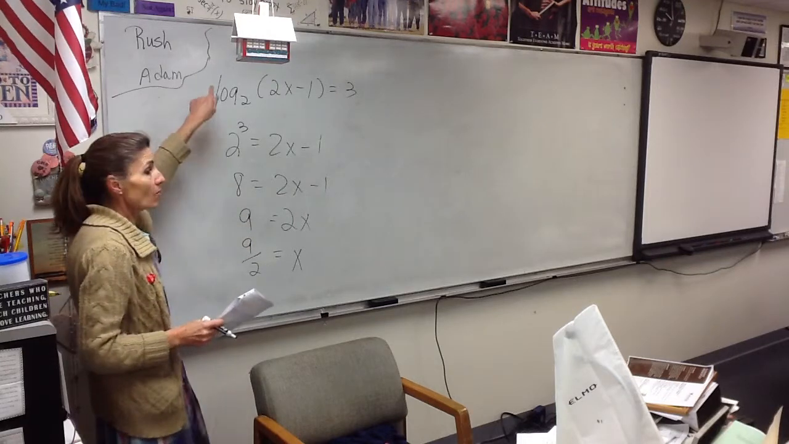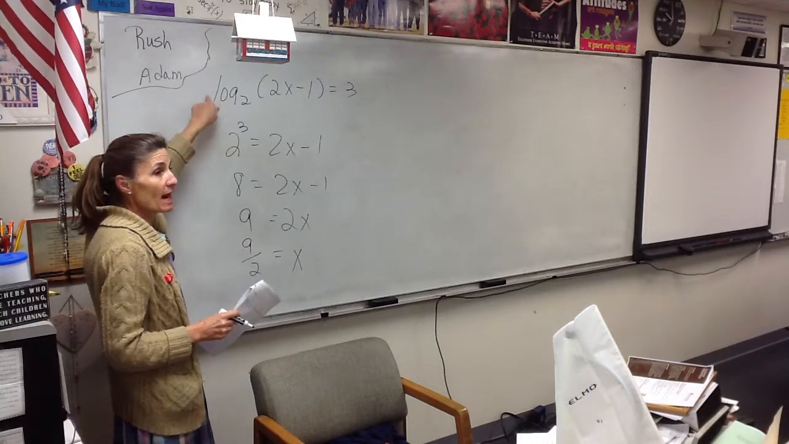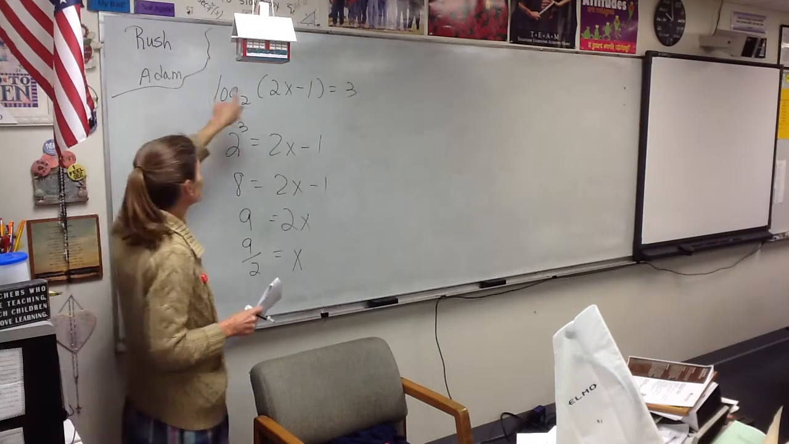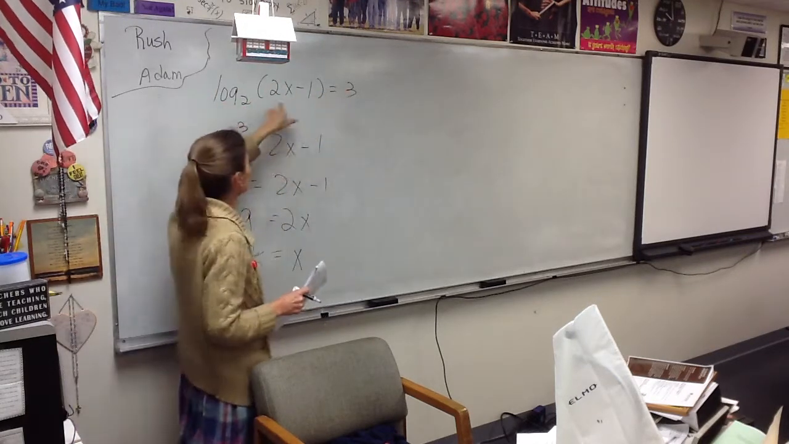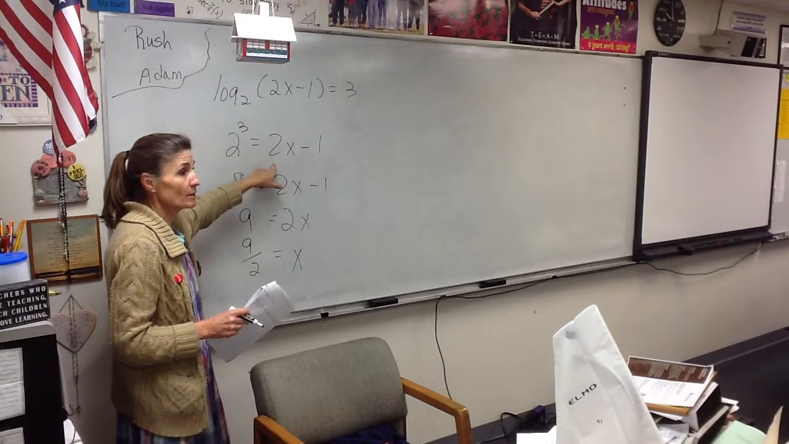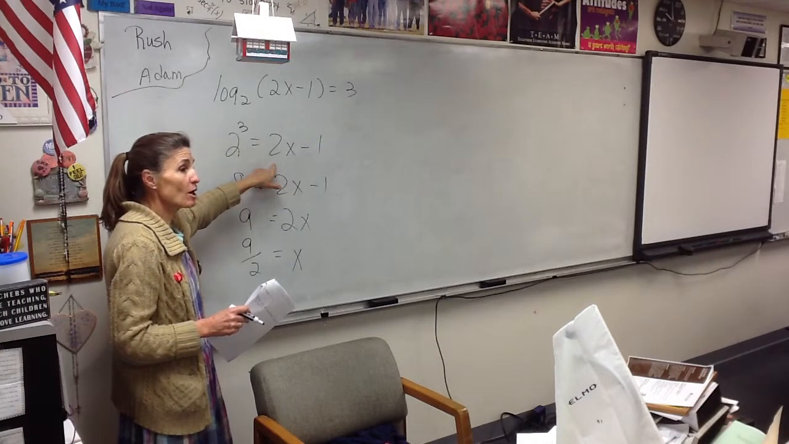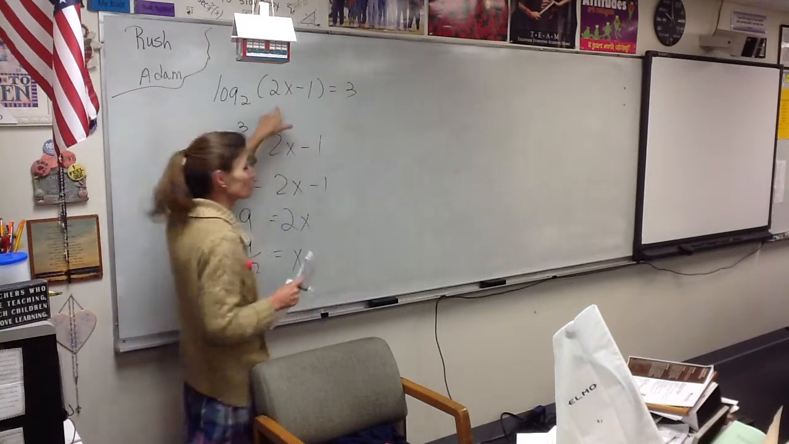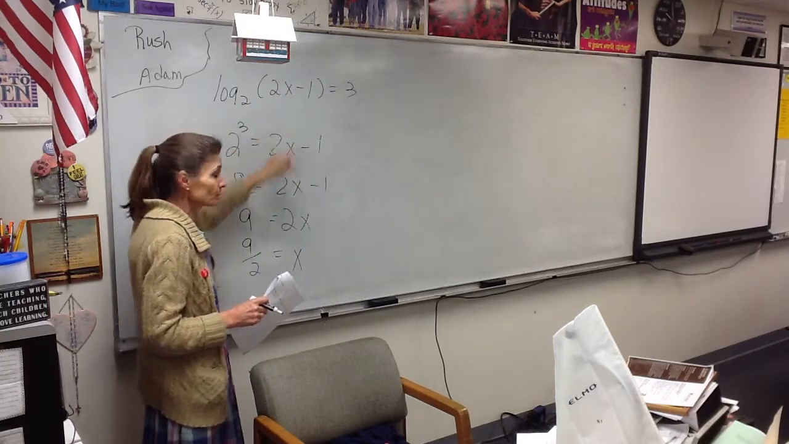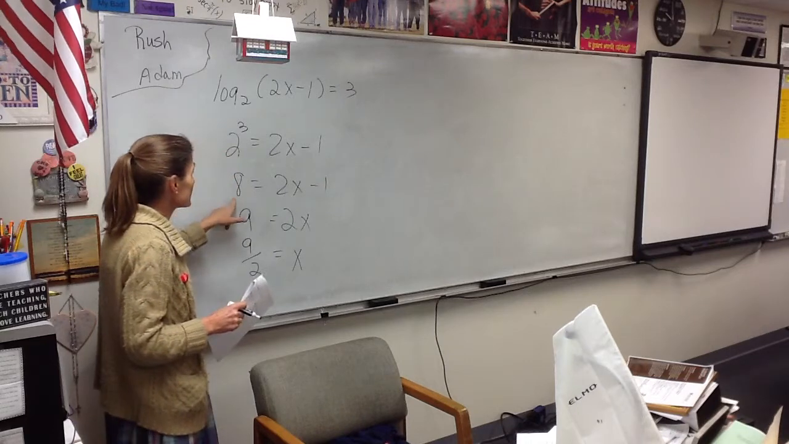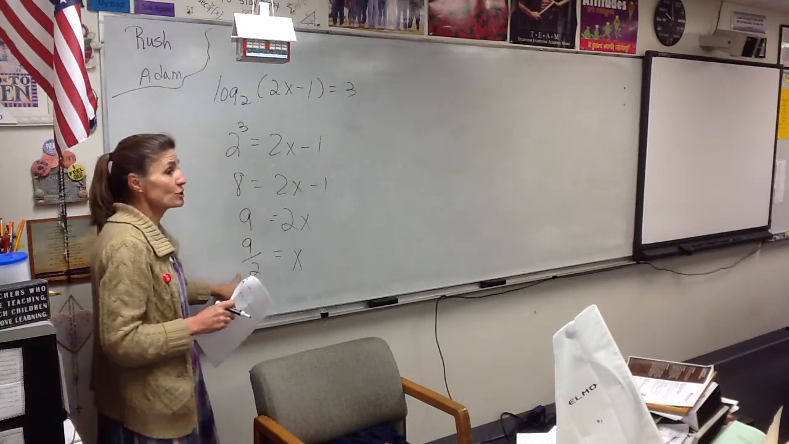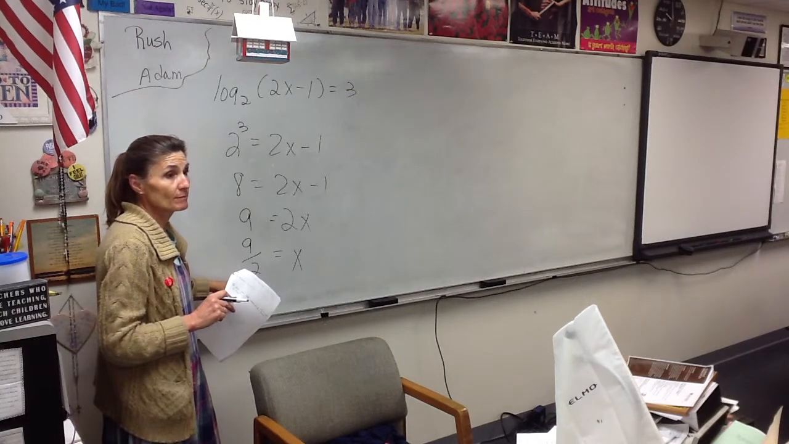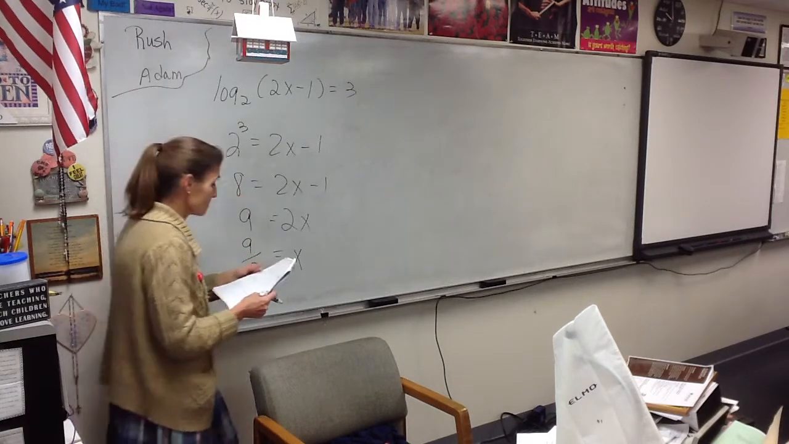When we solve a logarithmic equation that has just one logarithm in it, we have to rewrite it. 2 to the third equals 2x minus 1. Thomas Berg, we talked about this a zillion times the other day. 2 to the third equals 2x minus 1, right? 2 to the third is 8, and then we just have a regular equation to solve. Anybody have a question about that one? Kaylin, you with me? Okay.